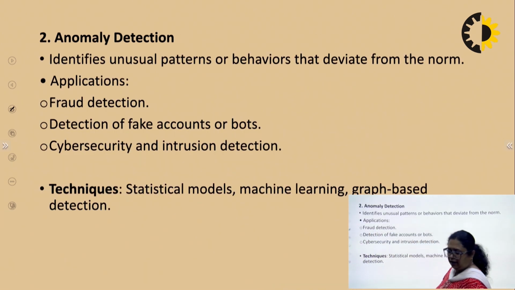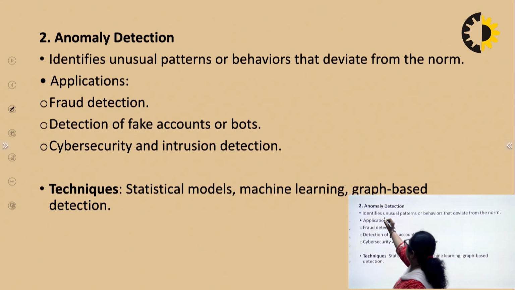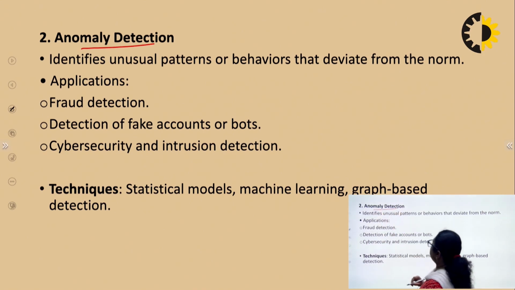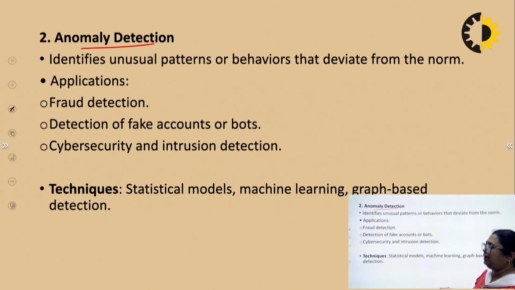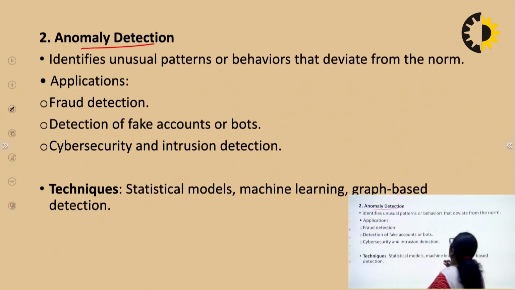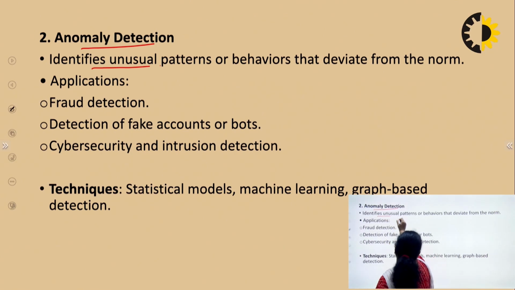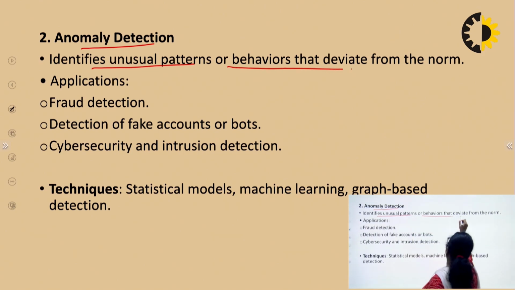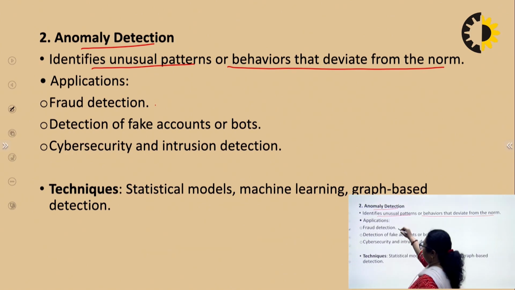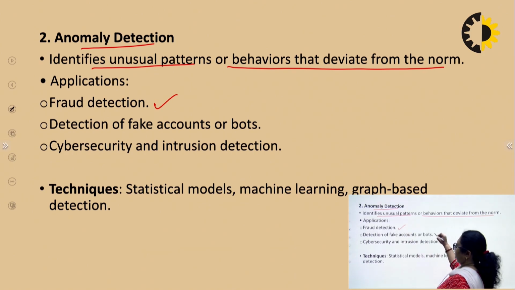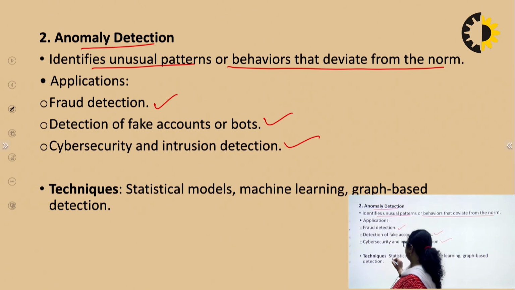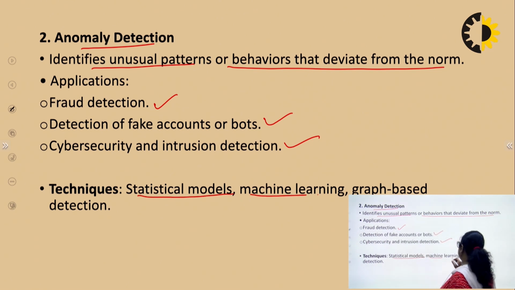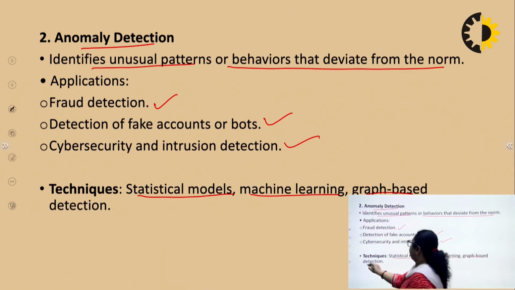Next, we have anomaly detection. Anomaly means identifying unusual patterns or behavior that deviate from norms. So what are the applications of anomaly detection? We have fraud detection, detection of fake accounts or bots, cyber security or intrusion detection. So what are the techniques? If we look, there are statistical methods, machine learning, and graph-based detection methods.